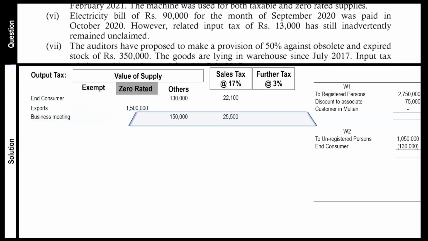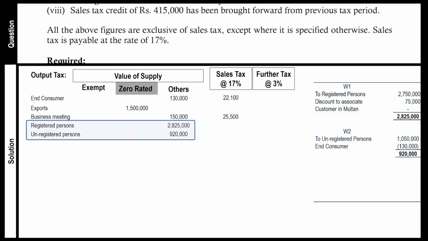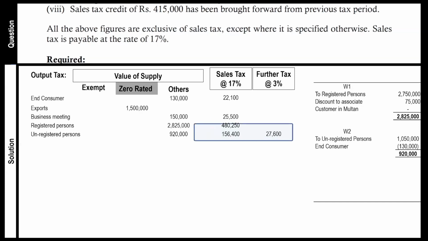Information about sales is complete now. We can now finalize our workings. Make totals. Mention total in output tax calculation. Calculate sales tax at 17%. Also calculate further tax at 3% on sales to unregistered customers. Output tax calculation is complete now.